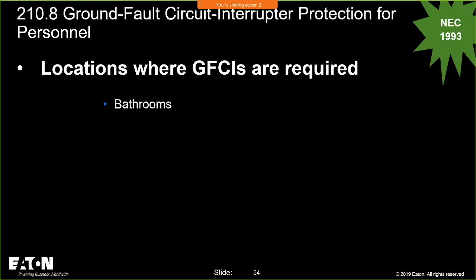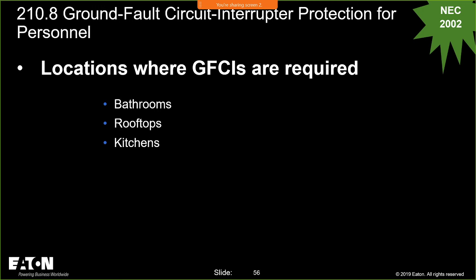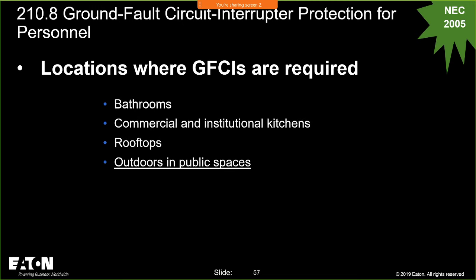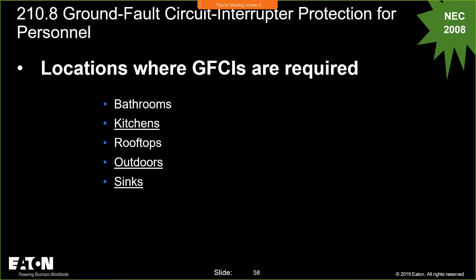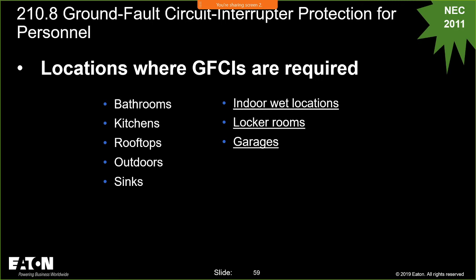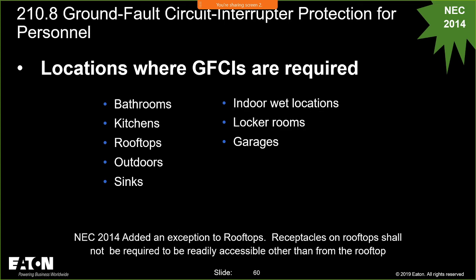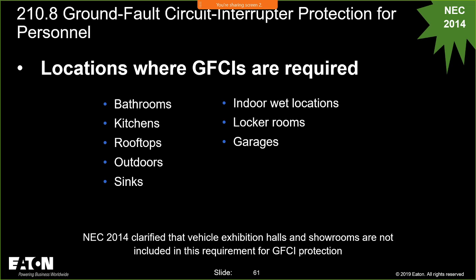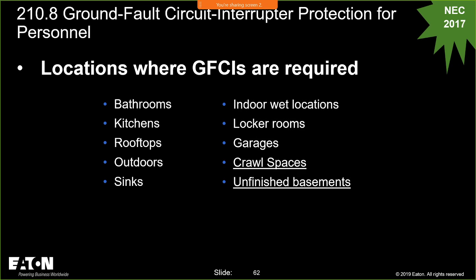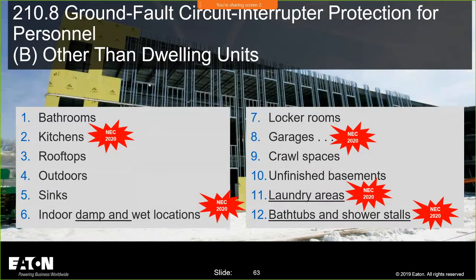So here's the journey in 210.8(B), or 210.8 locations. We had bathrooms, we had rooftops. In 2002, we went to kitchens. In 2005, we went to outdoors in public areas. We went to sinks. So this is the journey of GFCIs in 210.8(B). We had an exception to rooftops, clarified the vehicle exhibition halls. We had crawl spaces and unfinished basements in the 2017 code. And then we continue that journey.